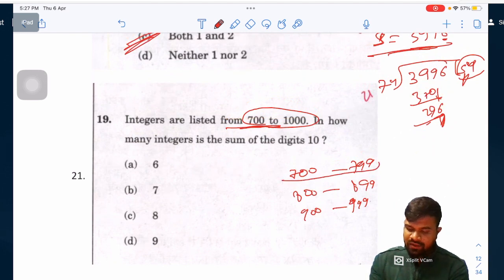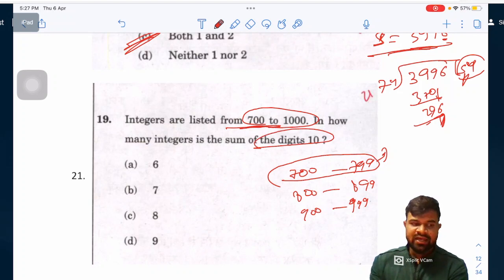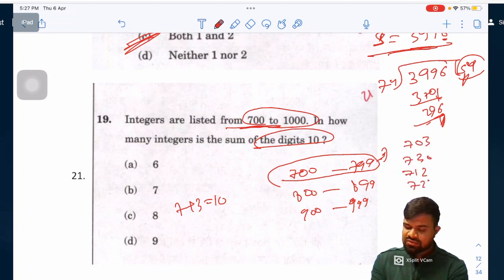For the first range, the first digit is 7 and the sum of digits should be 10. How can it be possible? We know that 7 plus 3 is equal to 10. So this can be 703, 730, 712, or 721. These are the four numbers that are possible for 7.